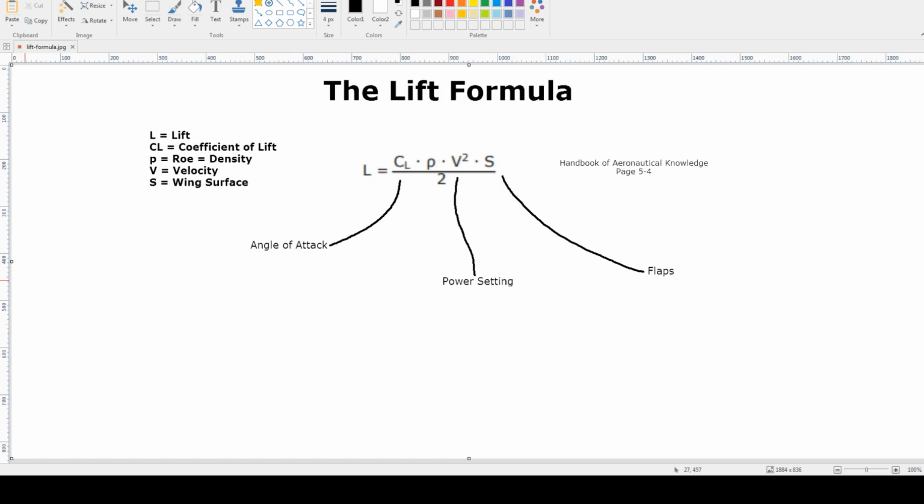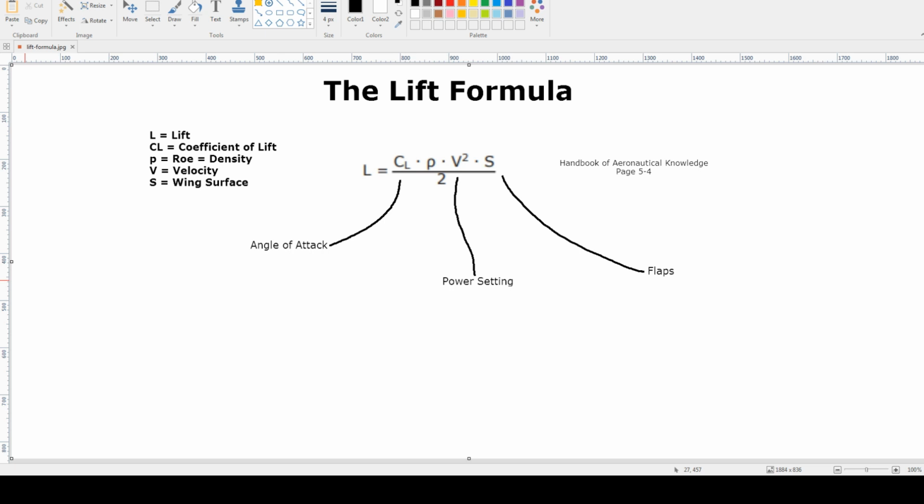The reason the lift formula is so important and the way we like to teach it is because it gives you an overview of how your control inputs in the airplane affect lift. Think of the lift formula in terms of what can I control during flight.